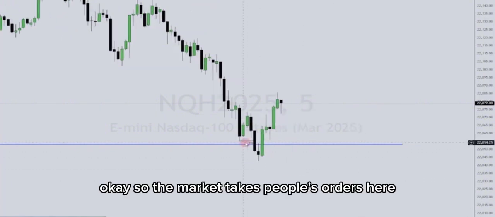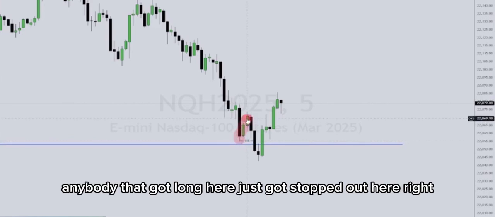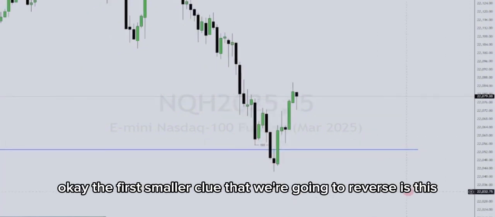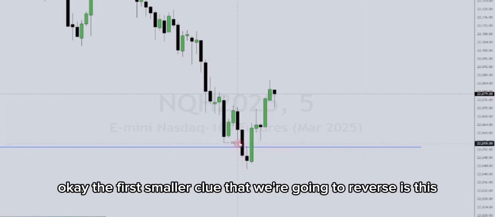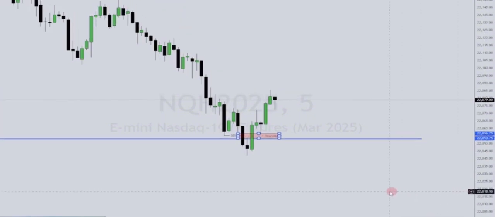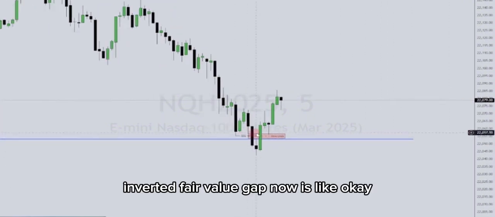Okay. So the market takes people's orders here. Because if you think about it, right? Anybody that got long here just got stopped out here, right? They probably had their stops at the low. Market takes those orders. Okay. The first smaller clue that we're going to reverse is this 1 minute FVG that turns into a 1 minute inverted fair value gap. So that's clue number one. Liquidity sweep, inverted fair value gap.